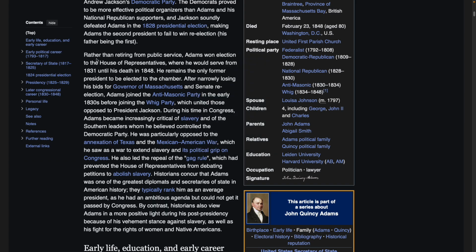Last paragraph. Rather than retiring from public service, Adams won election to the House of Reps, where he would serve from 1831 until his death in 1848. He remained the only former president to be elected to the chamber.